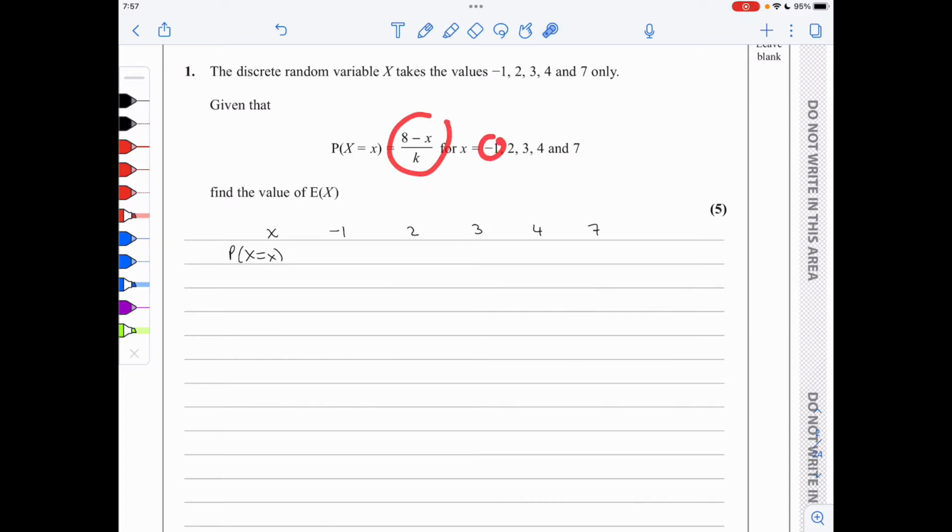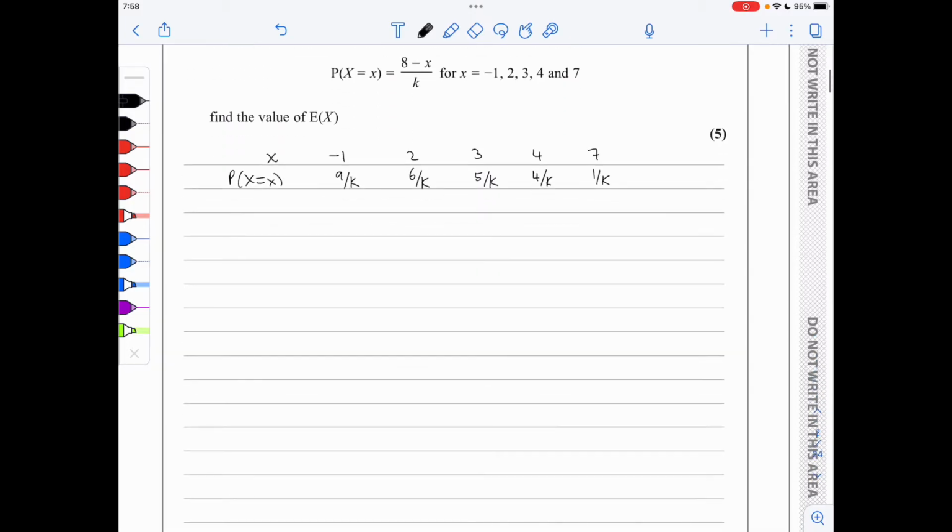So when x is -1, the probability turns out to be 9/k. For x is 2, it's 6/k. For 3, it's 5/k. Then it's 4/k. And then it's 1/k. We know that the sum of the probabilities should be 1. So 9/k plus 6/k plus 5/k plus 4/k plus 1/k must be equal to 1, and therefore we get that 25/k is equal to 1, which makes k 25.